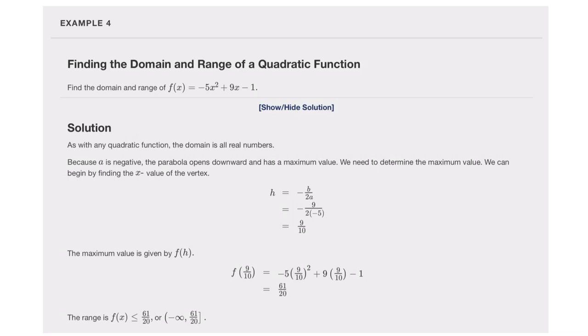So with any quadratic function, the domain is all reals. Because a is negative, the parabola opens downward, and we're going to have a maximum value, 61 over 20. So -infinity to 61 over 20, the half interval.